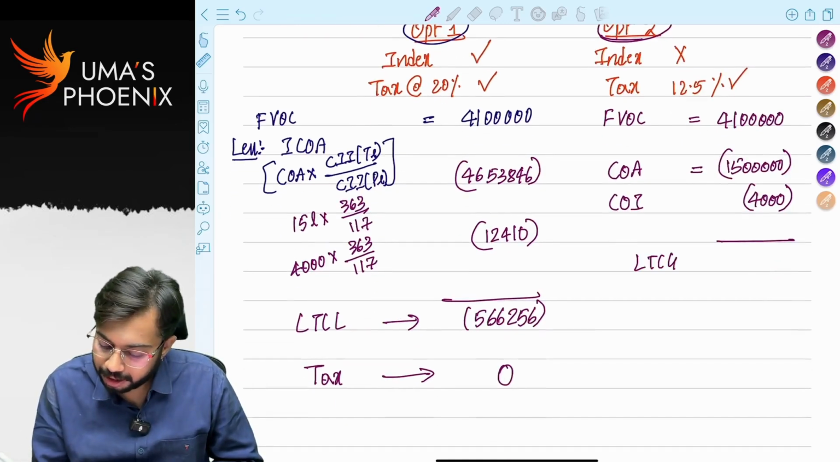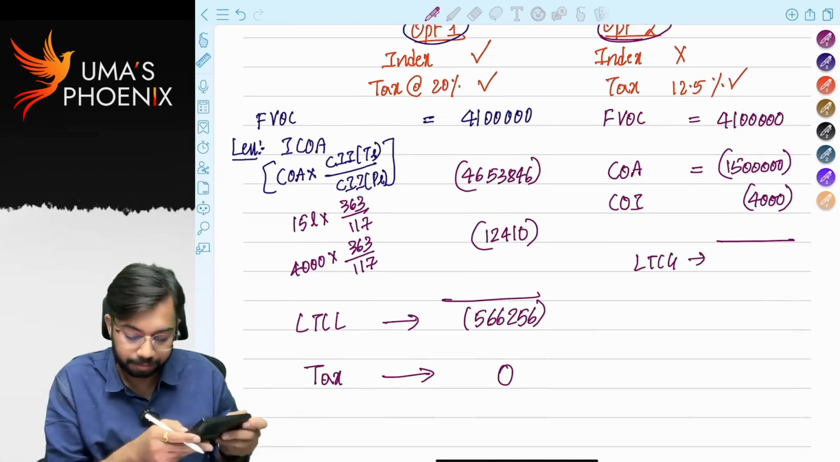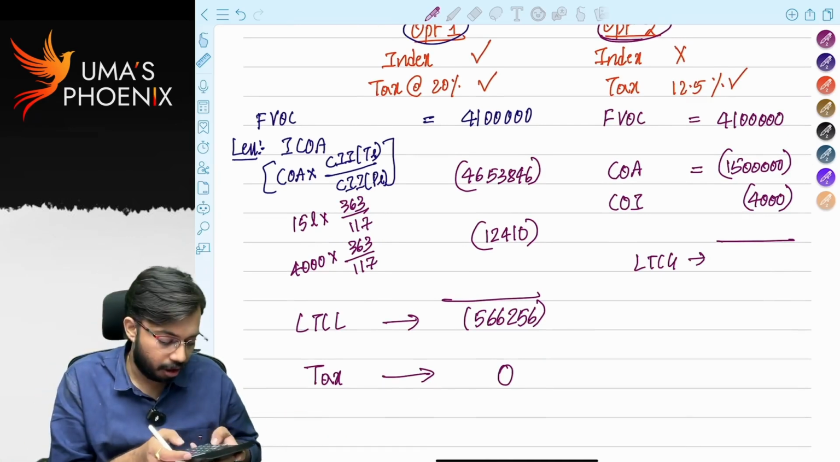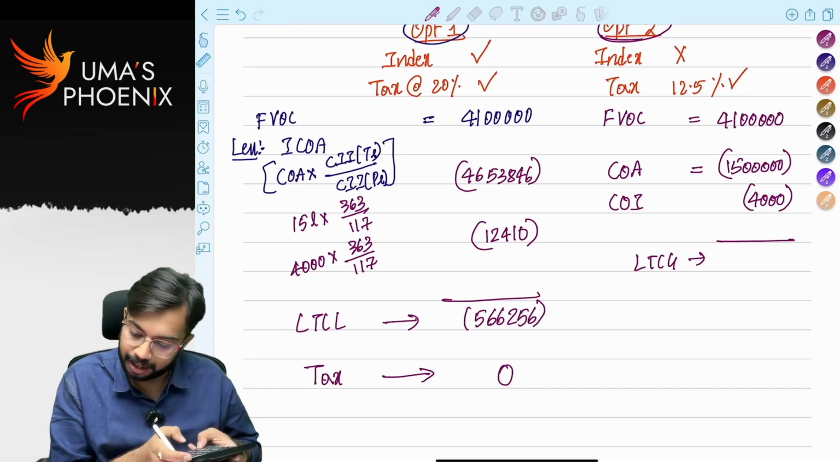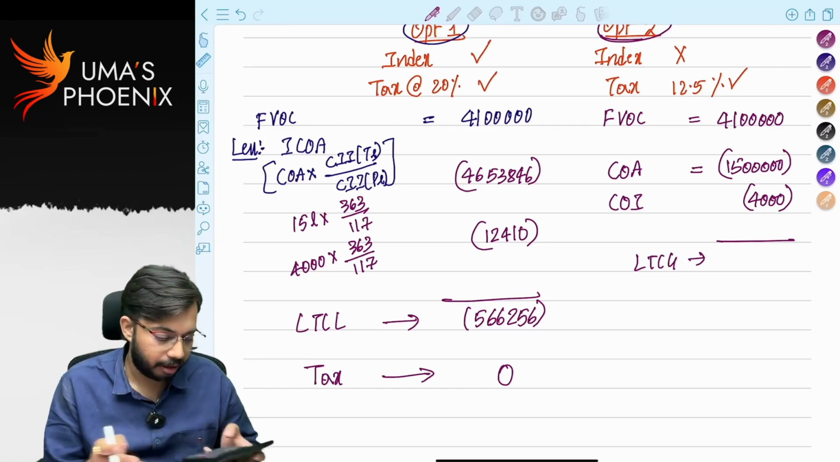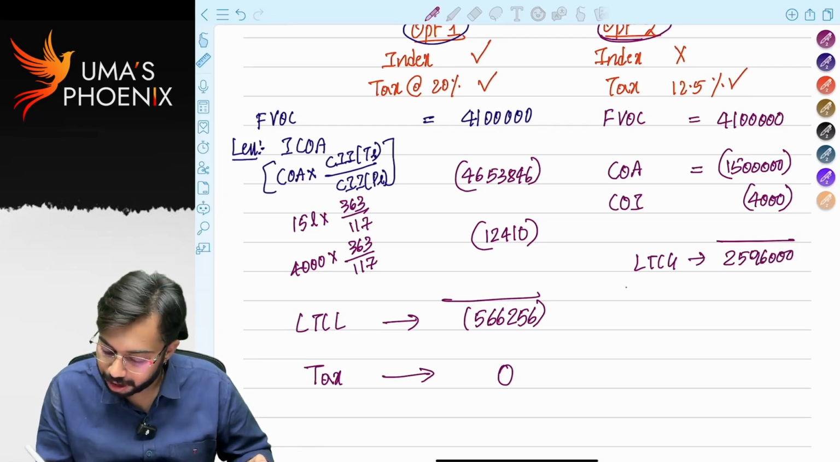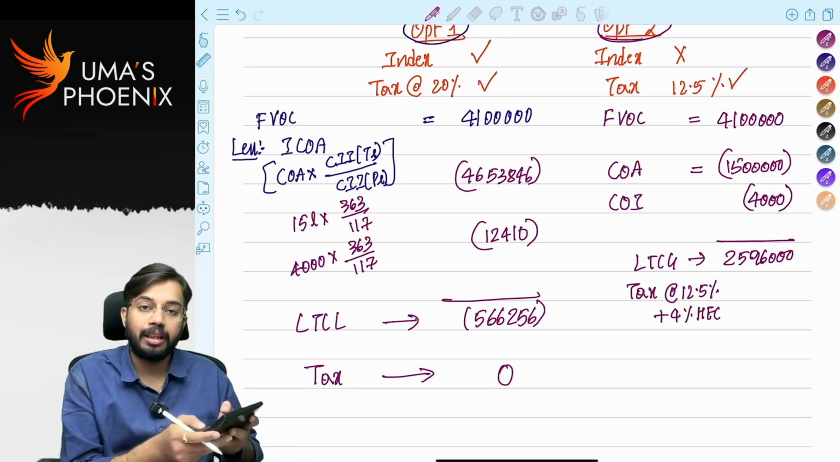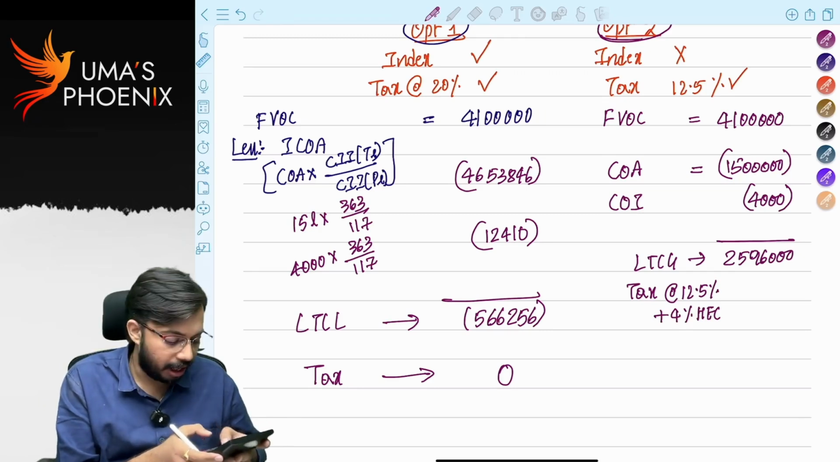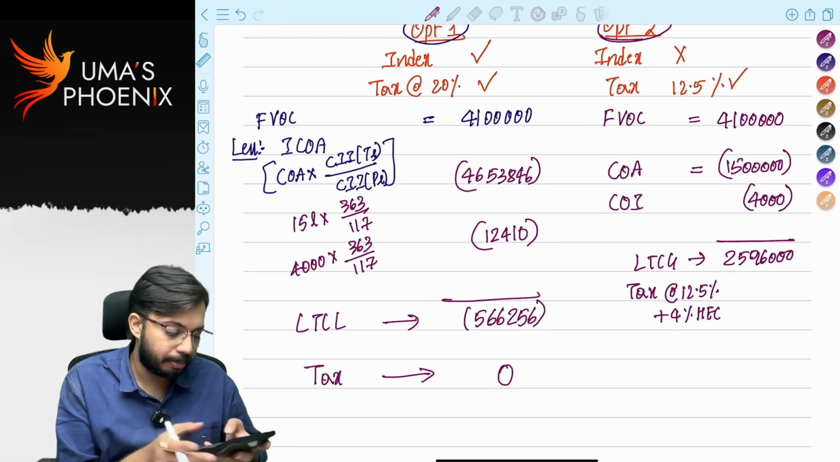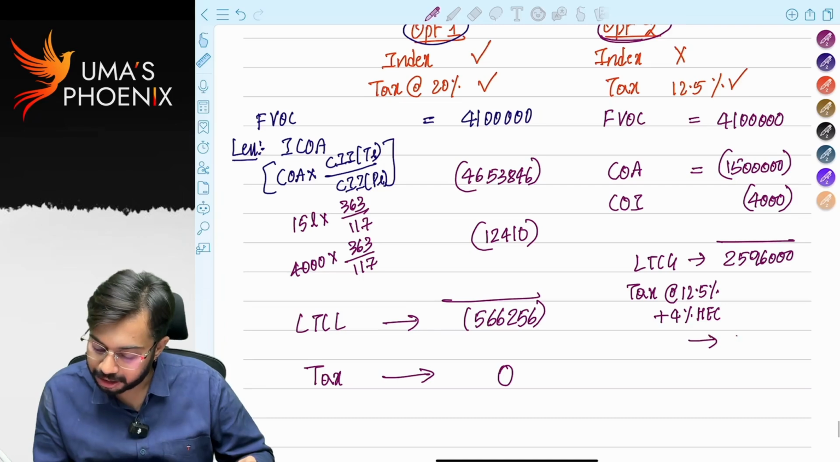Now, how much is the long-term capital gain? It is 41 lakh minus 15 lakh minus 4,000, which is 25 lakh 96,000. Tax at the rate of 12.5% plus 4% HEC, so effective tax will be 13%. 25 lakh 96,000 into 13%. The tax amount is 3 lakh 37,480.